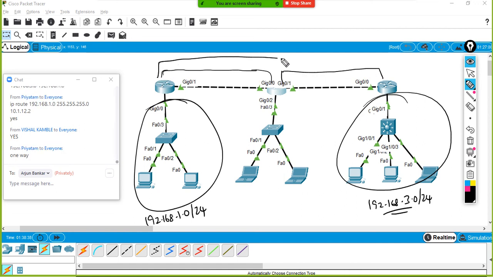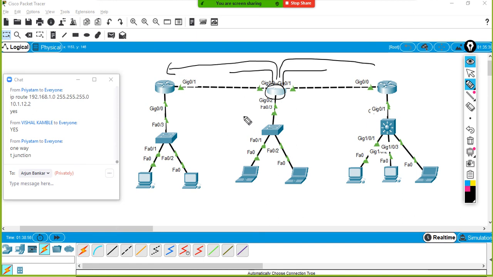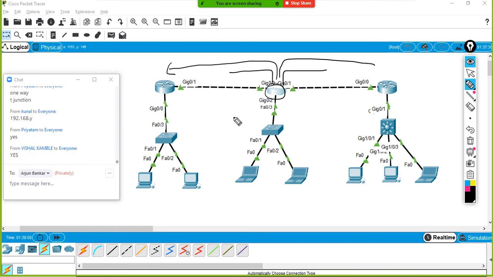Yeah, did you remember that? Here in router 2, did you notice that, guys? Here in router 2, there is a T junction, which means some traffic has to go to router 1, some traffic has to go to router 3. First of all, you understand? There is a T junction. Did you notice that?